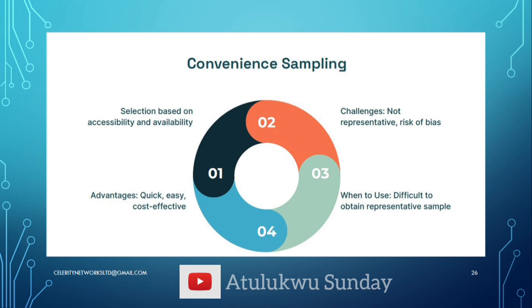The challenge is that it does not represent the entire population. It does not give a true value of the entire population, and it's risky. When to use it: when you have difficulty obtaining a representative sample. The advantage is that it is quick, easy, and cost effective, but it's not efficient. Well, in its own way it might be in some cases.